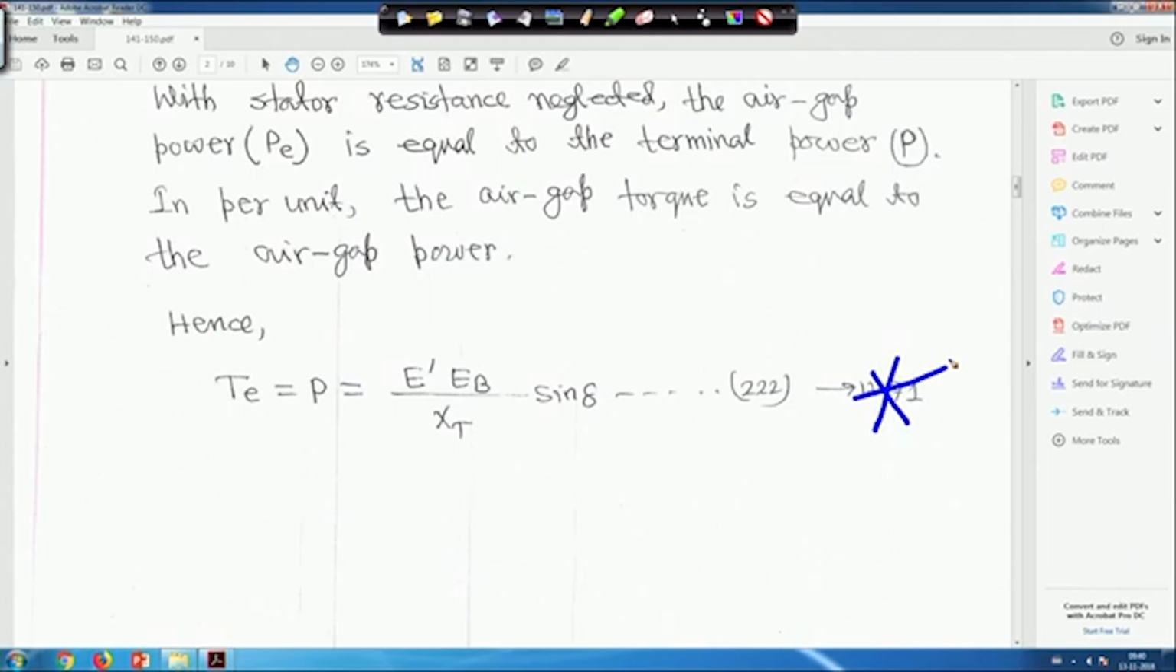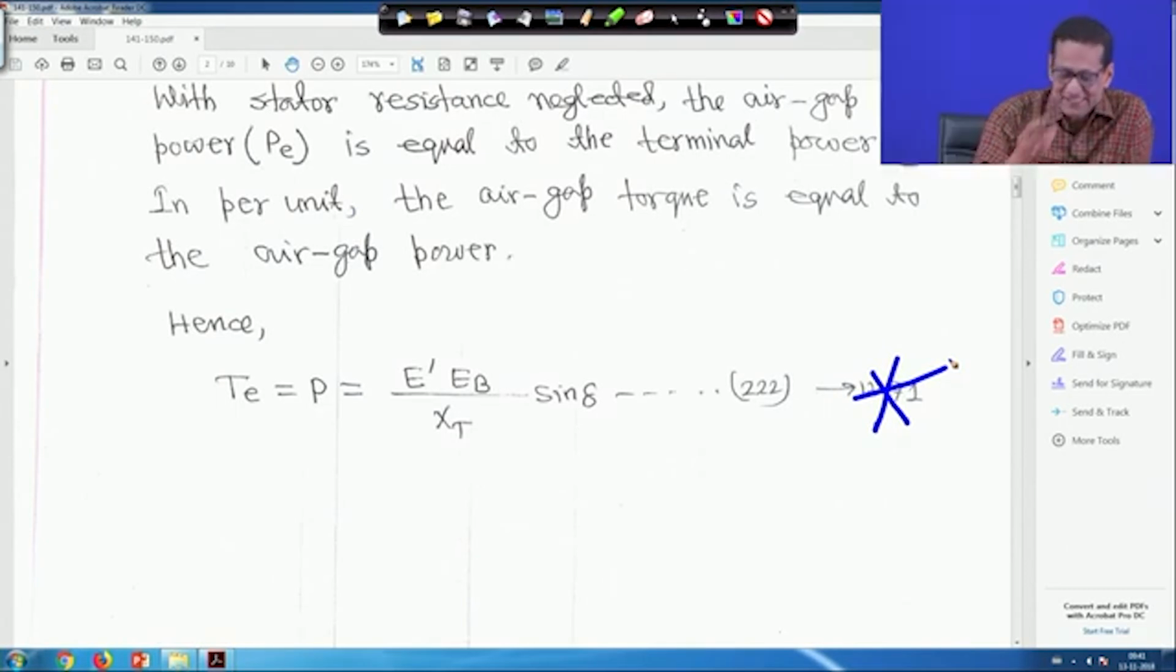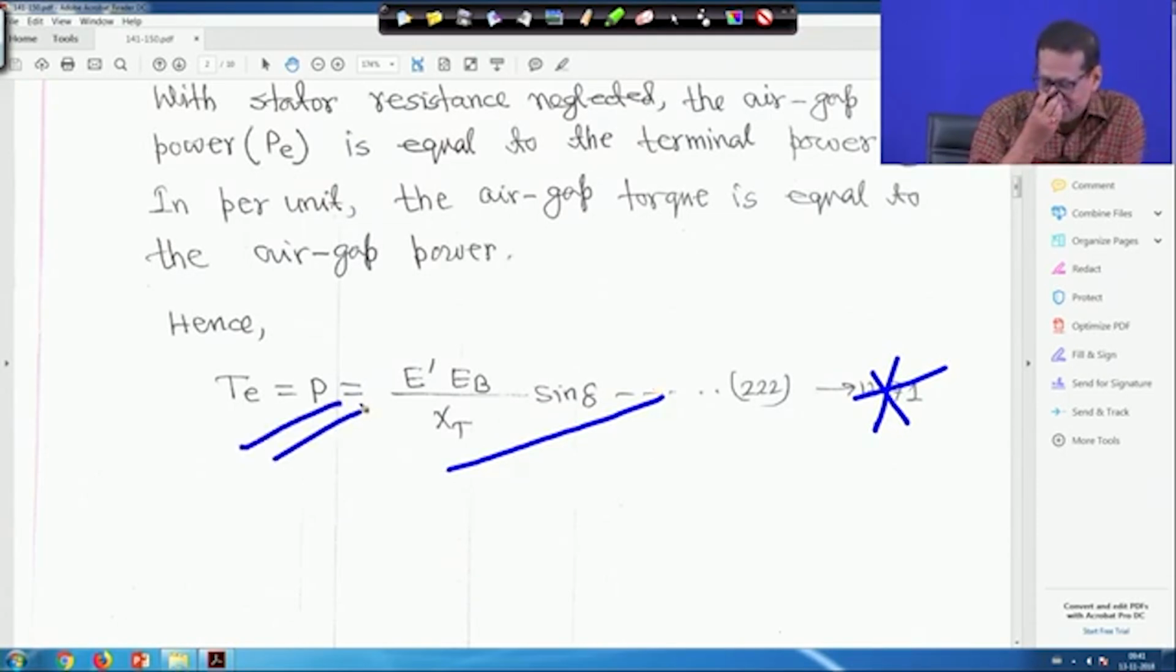So, this is the same thing whatever you have studied in your third year undergraduate power system course, that is your V1 sending and V2 receiving, and resistance is neglected and the reactance is X. So, it is V1 V2 upon X sin delta, same thing here also, expression is same, and in per unit torque is equal to power. So, T is equal to P equal to E dash EB upon XT sin delta, right.